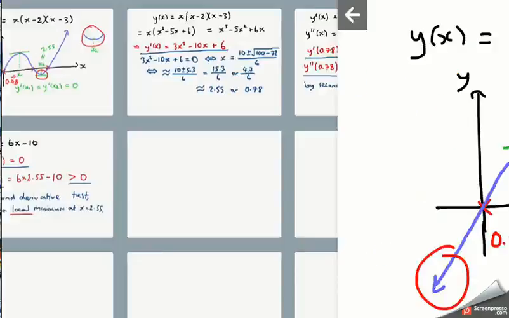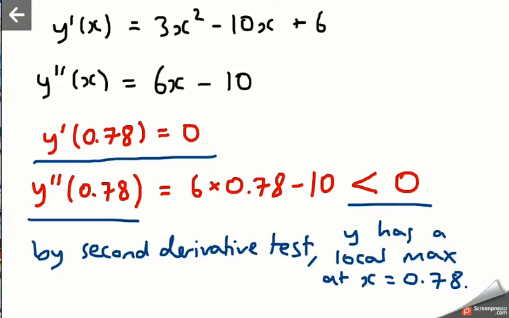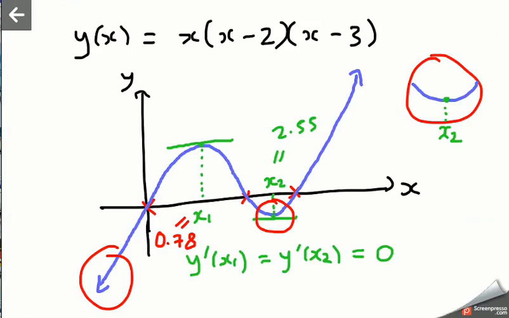Similarly, I use the word local maximum here, because for the same reason, x1 is only a maximum locally, not necessarily globally, not necessarily a maximum of the whole function, because I can see that even over here there are values of the function that are bigger than x1.